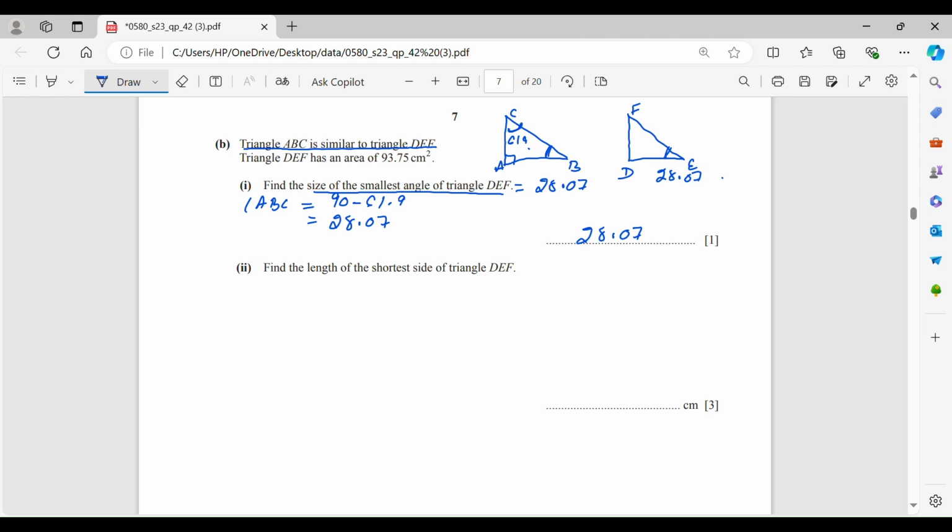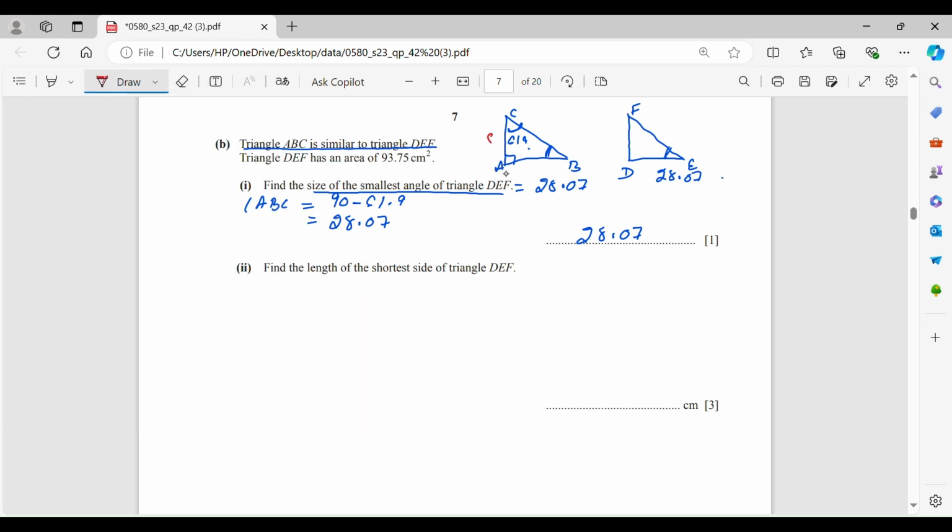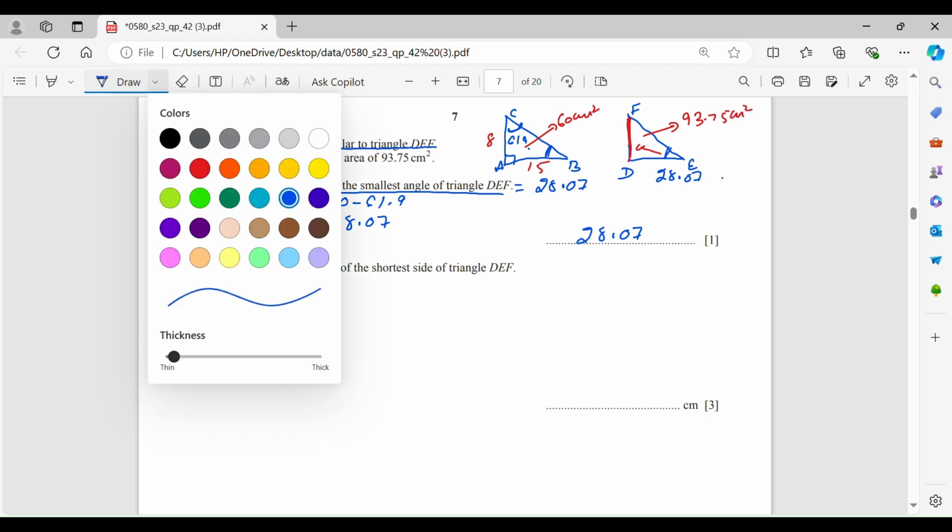So we need to find the length of the shortest side. We have already been given this length is 8, this is 15. The side opposite to this angle will be the smallest length, right? And here the area of this triangle is 60 centimeters square, and the area of this triangle is given as 93.75 centimeters square. So now we can do it.